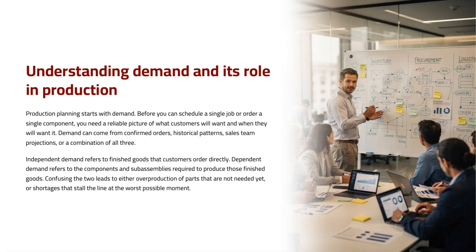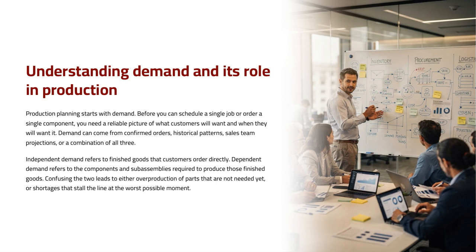When we talk about production planning, everything begins with understanding demand. Before scheduling any job or ordering materials, you need a clear and reliable picture of what customers want and when they want it. Demand can come from various sources, like confirmed orders, historical sales patterns, or projections from the sales team, and often a combination of these gives the best insight.